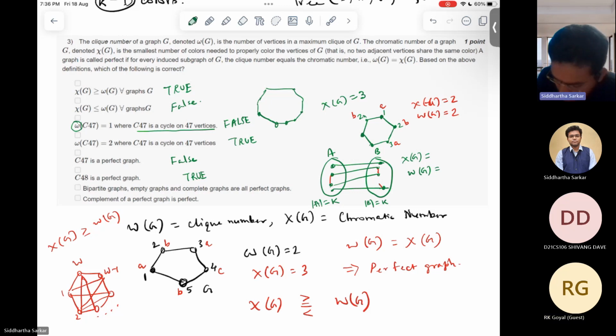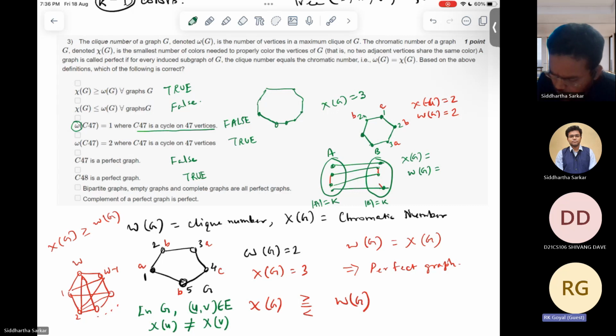No, the constraint is in the graph G: for every edge u comma v, if u comma v is an edge, then the color of u must be different from the color of v. That's all. That is the constraint. Yes, but in the worst case scenario, a single vertex of A could be connected to all the vertices of B. Is this possible?